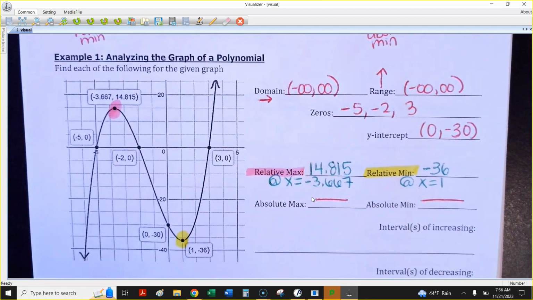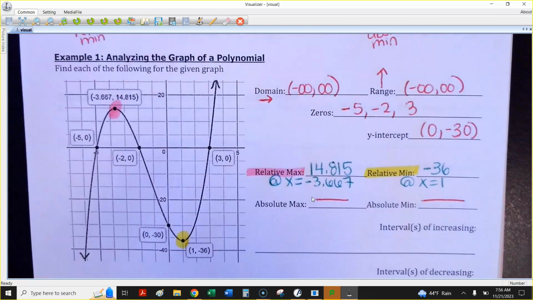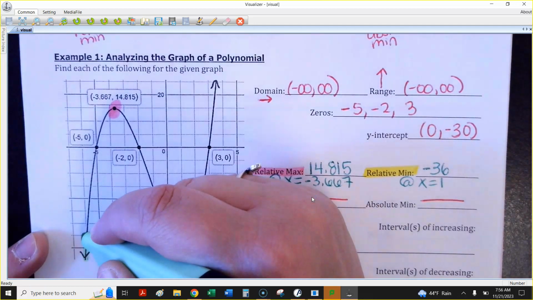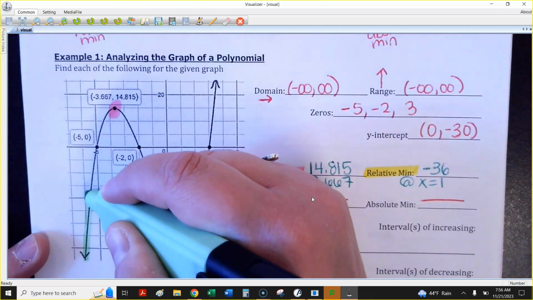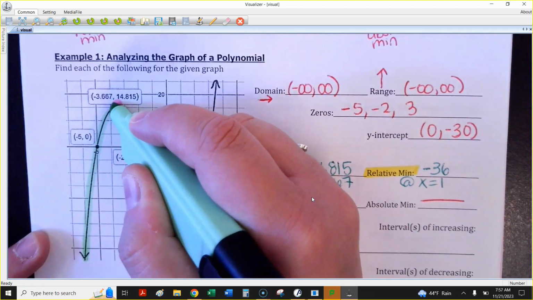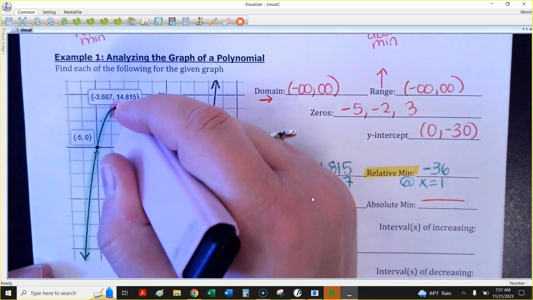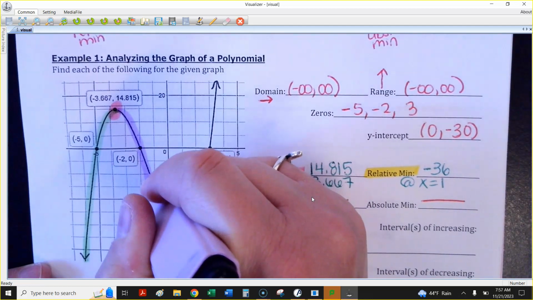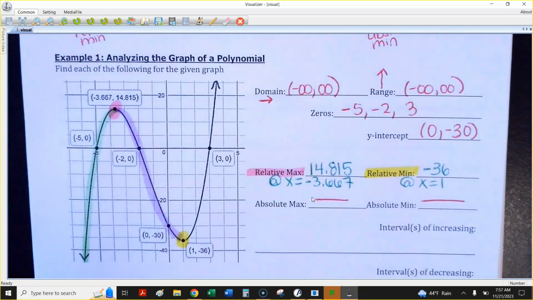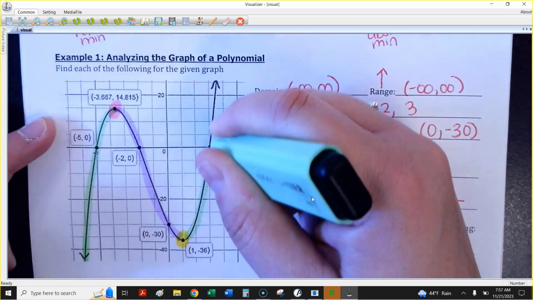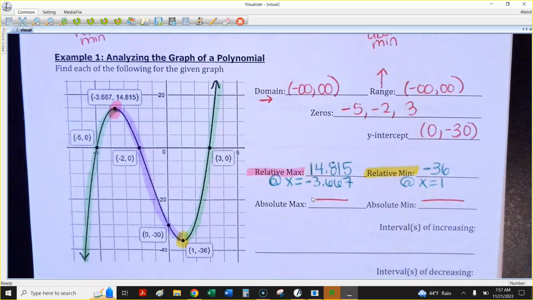So intervals of increasing is where I am going from left to right. I'm just going to trace right on the graph. Where are my y values increasing? If I'm tracing, this whole time I am increasing until I get to that relative maximum, that turning point. Then when I get to that point, this little piece of the graph, the y values are decreasing, decreasing, decreasing as I'm tracing this. And then I get to that relative minimum, and then I am increasing, increasing, increasing for the rest of the graph.